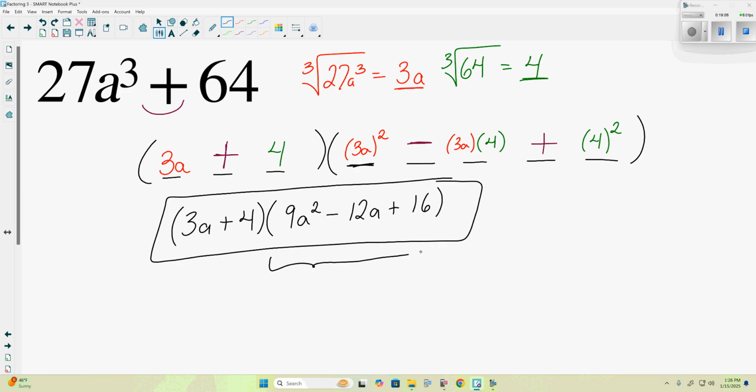And again, just as a reminder, that quadratic part, the 9a squared minus 12a plus 16, will not factor. Because one of the giveaways that there might be possible factors, or it could factor, is if we have that a squared, a variable to a power. But here, the quadratic part does not factor.